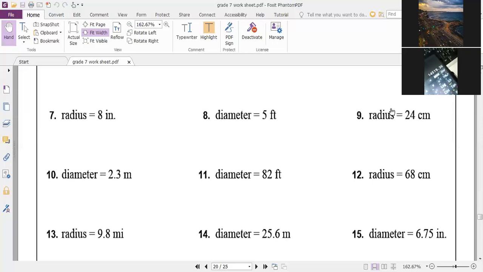Okay, I need you now to take 3 minutes to solve number 13 and 14. Take care. In number 13, we have the radius. In number 14, we have the diameter. If we have the radius, we take the number as it is. If we have the diameter, we must divide it by 2.